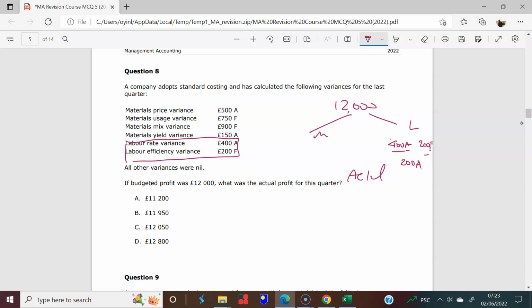Materials, on the other hand, we have a material price variance of 500 adverse, and we have a material usage variance of 750 favorable.